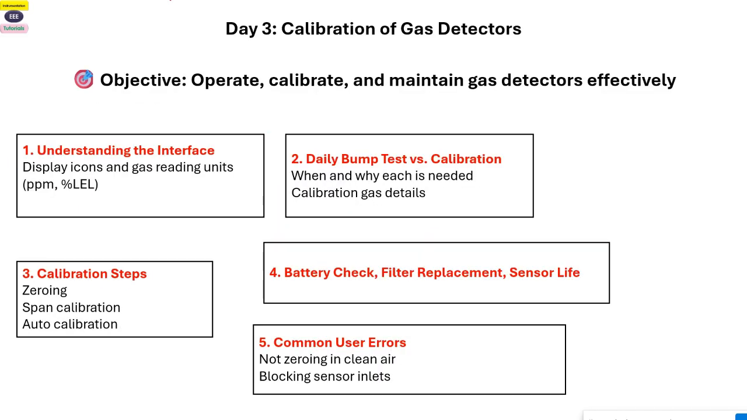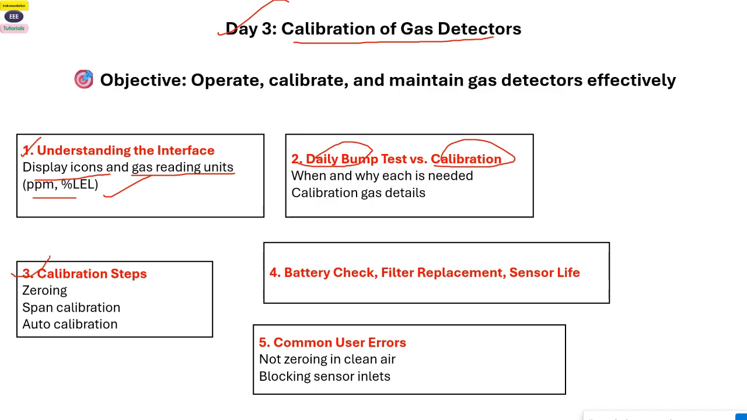Now on the third day we will cover calibration of the gas detector, where we will talk about understanding some basic interface things, like display icons and gas reading units: ppm, percent, LEL, and there are so many. We will also talk about the daily bump test and the calibration test. This is also very important in our refinery and oil and gas sector.